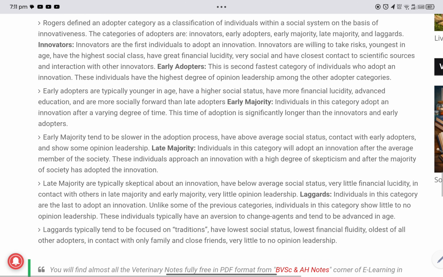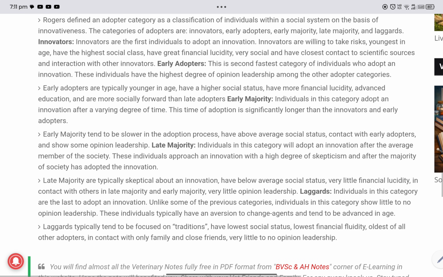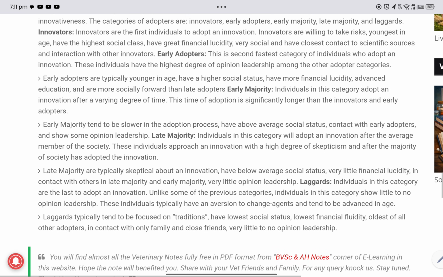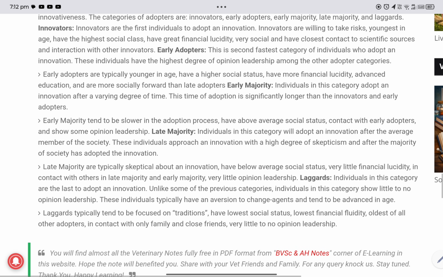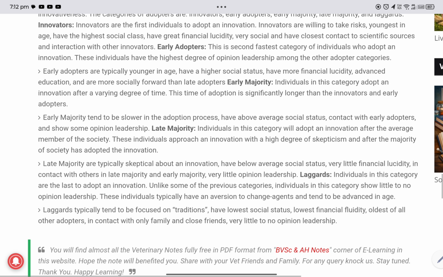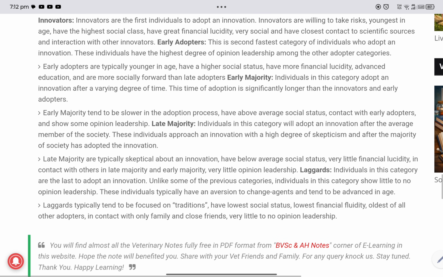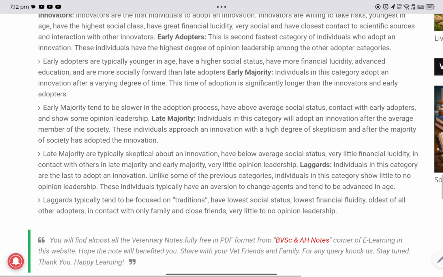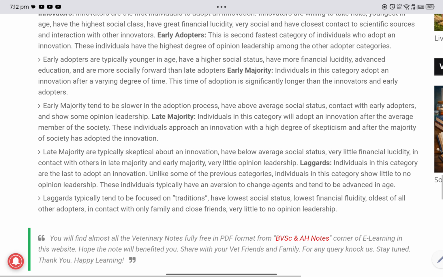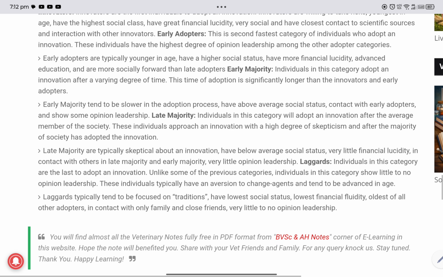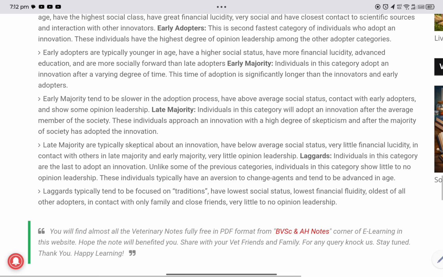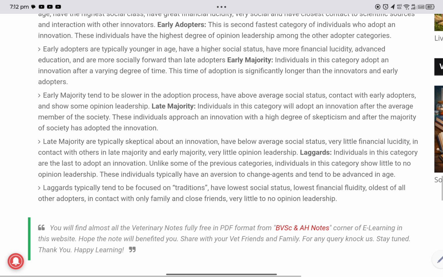Early adopters. This is the second fastest category of individuals who adopt an innovation. These individuals have the highest degree of opinion leadership among the adopter categories. Early adopters are typically younger in age, have a higher social status, have more financial lucidity, advanced education, and are more socially forward than late adopters.